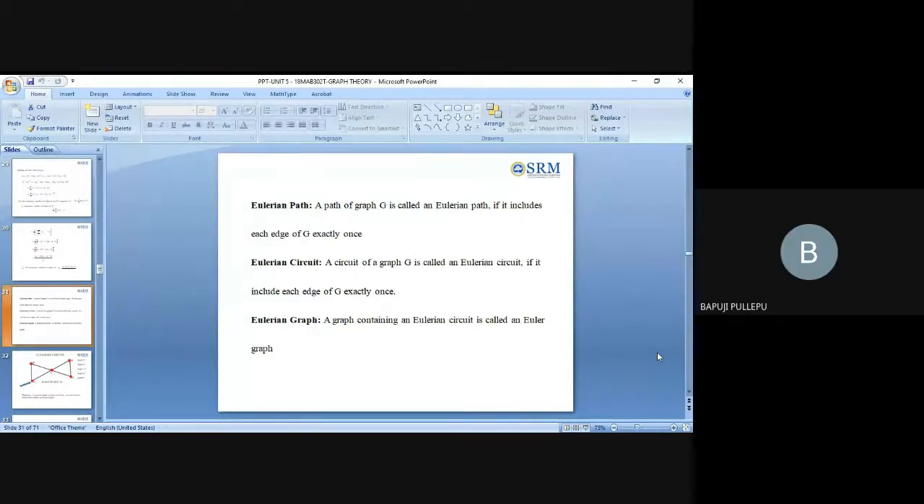Now we can go further to the Eulerian path. A path of a graph G is called an Eulerian path if it includes each edge of G exactly once. Eulerian circuit means a circuit of a graph G is called an Eulerian circuit if it includes each edge of G exactly once. Yesterday we already defined circuit, graph and cycle. An Eulerian graph is a graph containing an Eulerian circuit.